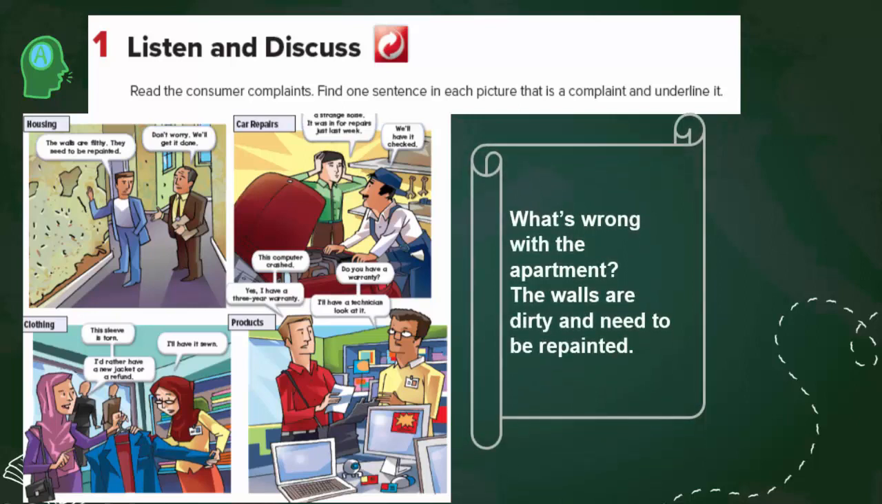What's wrong with the apartment? The walls are dirty and need to be repainted.